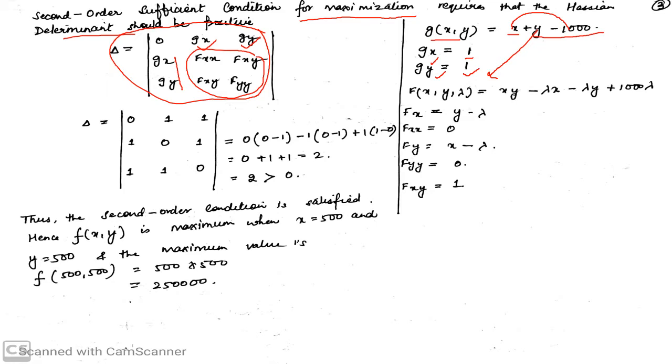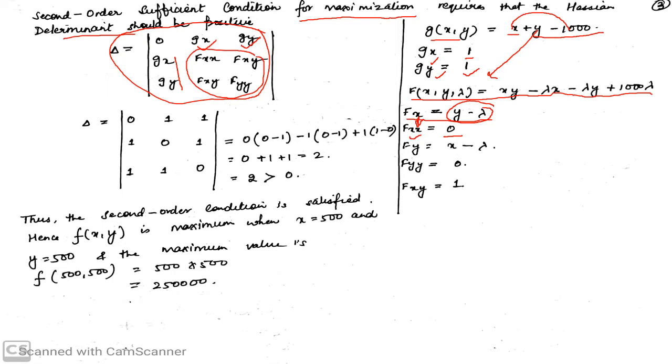Now this was the new function, by introducing the lambda variable. We found that fx was y minus lambda. We need to find again the derivative of this with respect to x, that is fxx, which is equal to 0 because they will all be treated as constant.